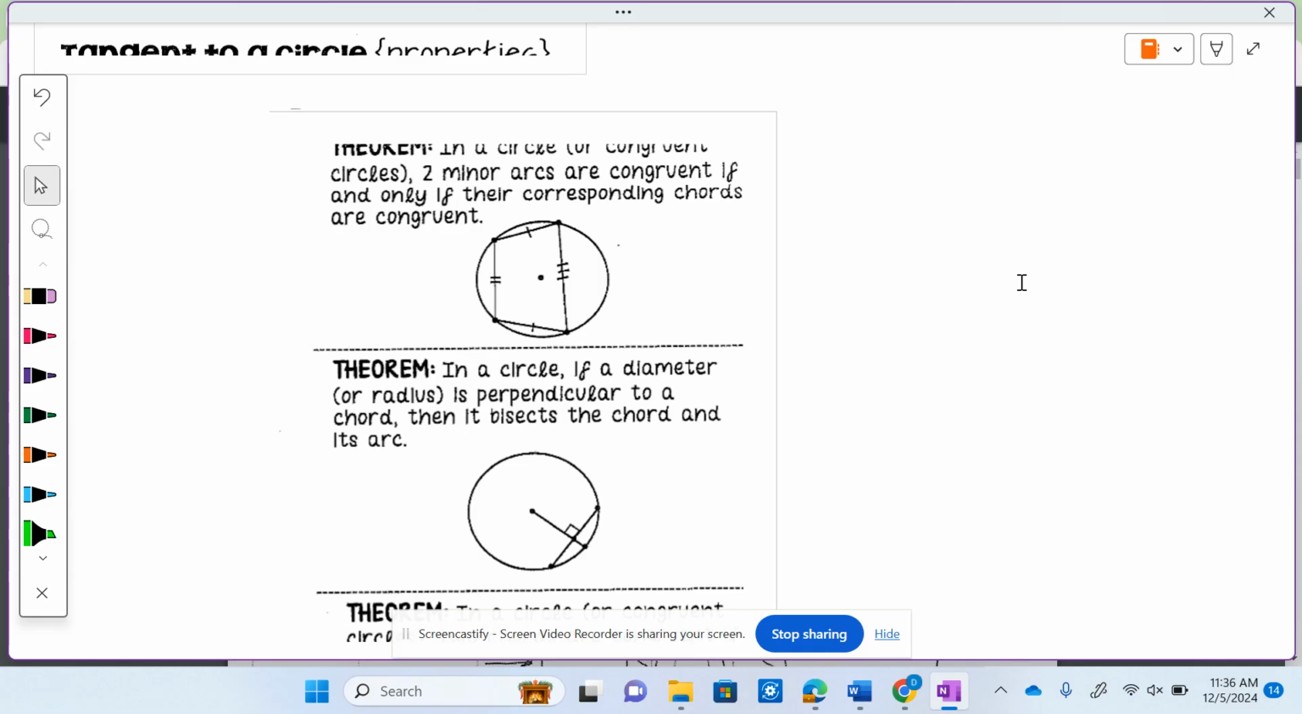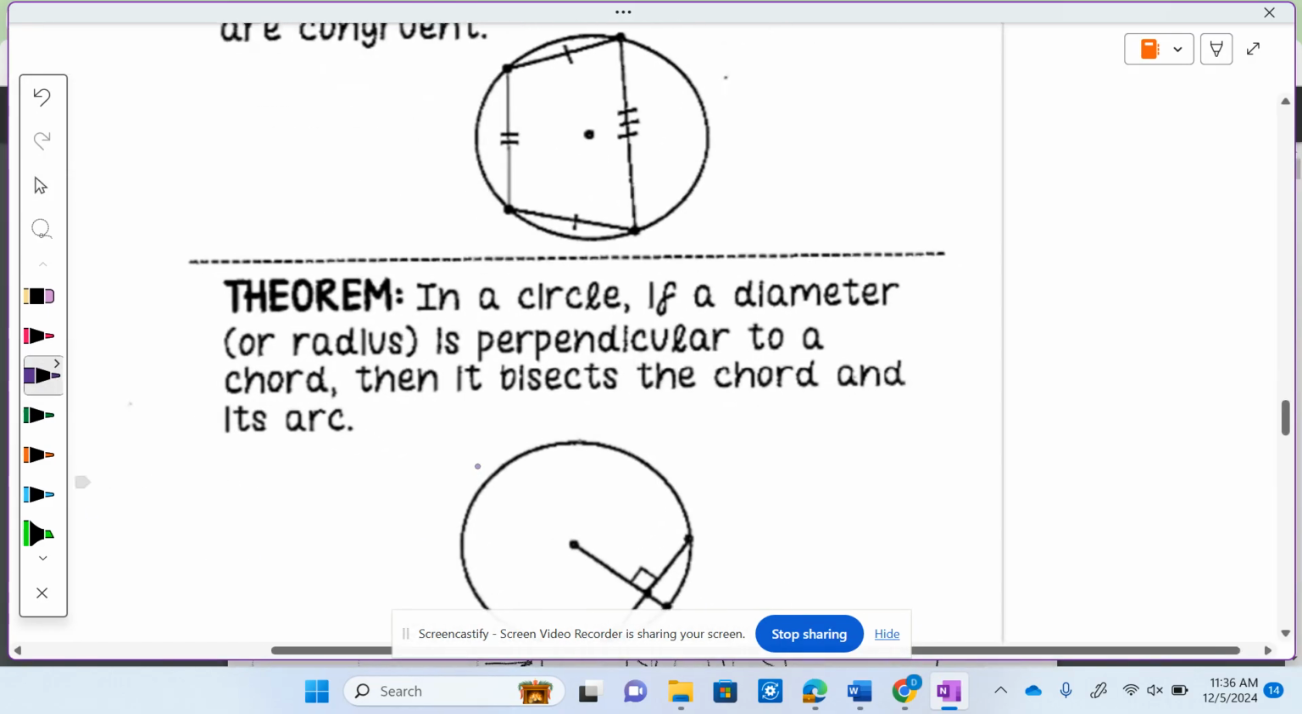In a circle or congruent circles, two minor arcs are congruent if and only if their corresponding chords are congruent. Well, we already learned that congruent chords make congruent arcs. We've already had that theorem. So what does this mean? This just means, I need to make it bigger so I can write on it.